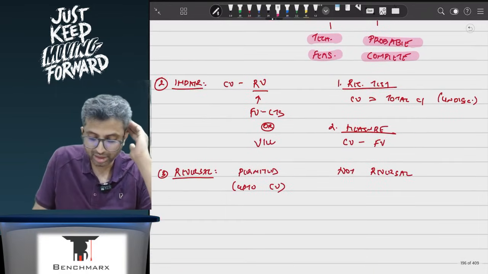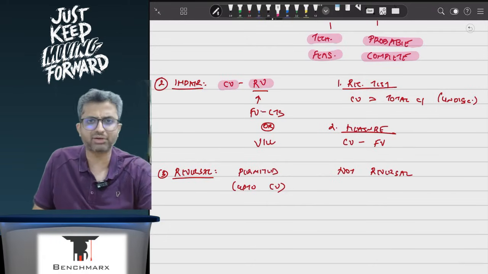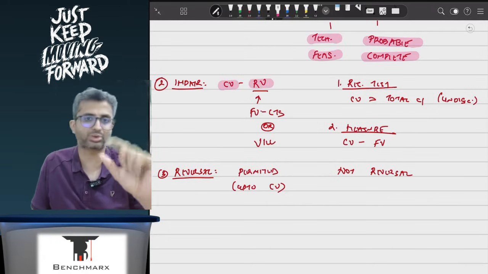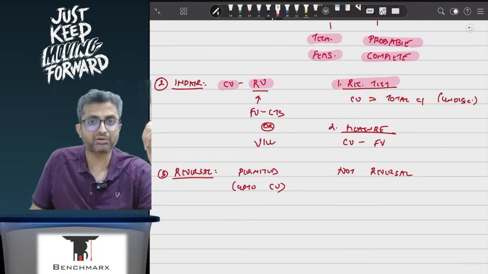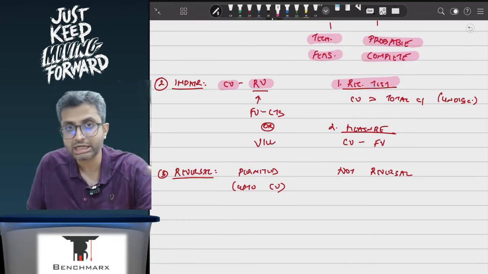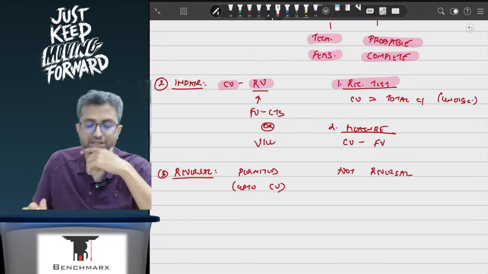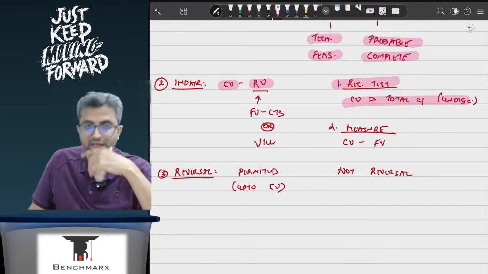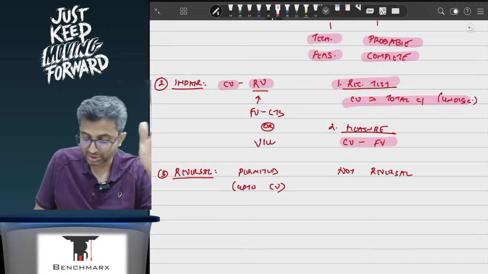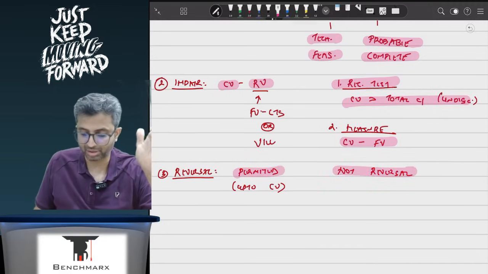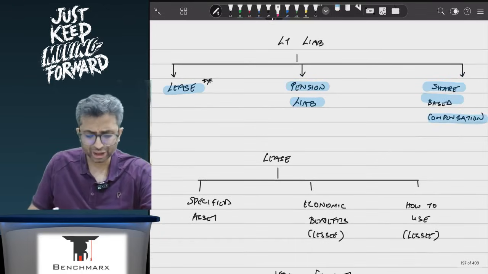When it comes to impairment, under IFRS, it is carrying value minus recoverable value, which is the higher of fair value less cost to sell or value in use. But under US GAAP, it is first a recoverability test. If the carrying value is greater than undiscounted cash flows, then I go to the second step where I do carrying value minus fair value. That's it. Reversal is permitted under IFRS, but it is not permitted under US GAAP.